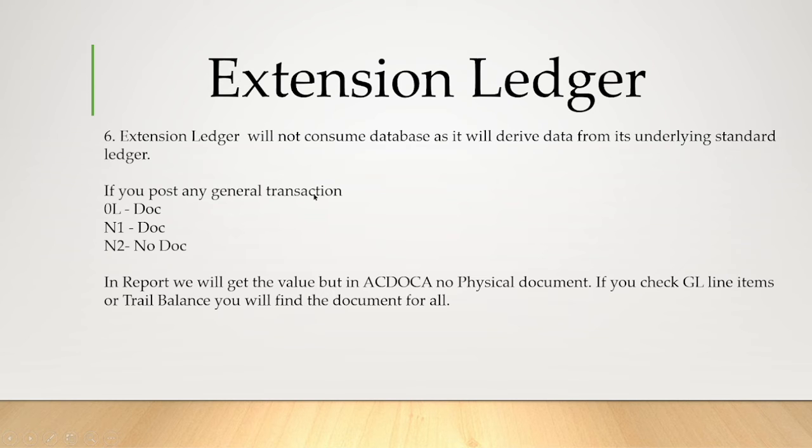If you post any general transaction, for example, where we have one leading ledger, one non-leading ledger and one extension ledger, the document will be there in the leading ledger and in the non-leading ledger, and no document in the extension ledger. In the report we will get the value, but in the ACDOCA there is no physical document. If you check the GL line item or trial balance, you will find the document for all.